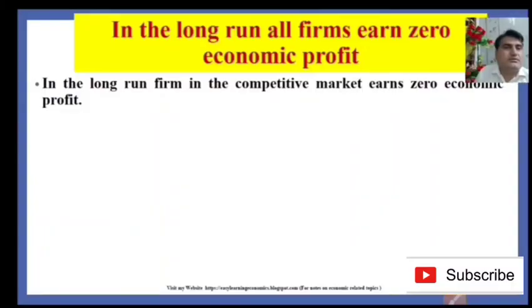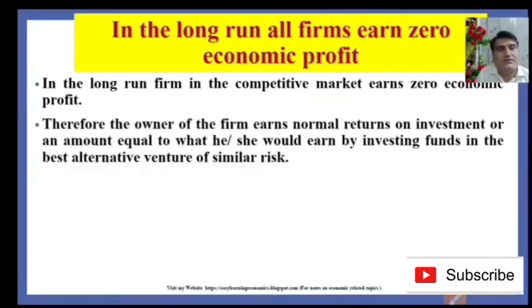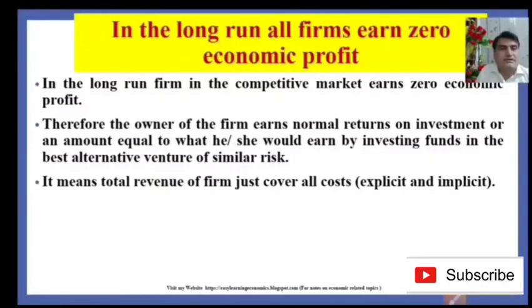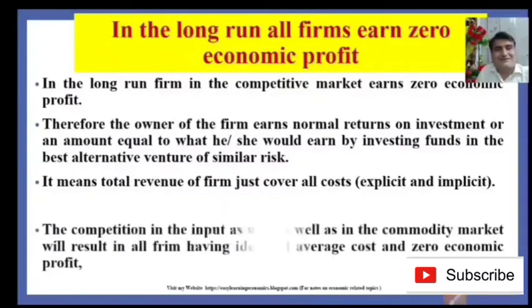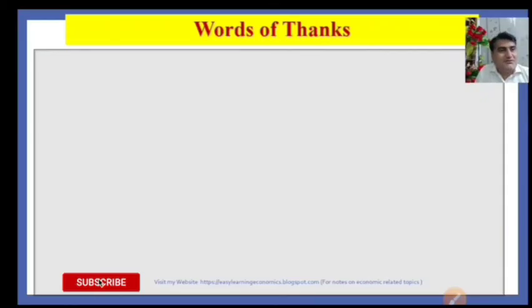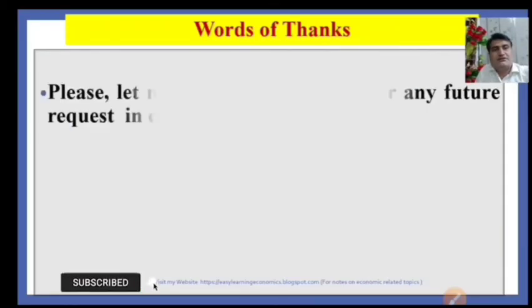In the long run, firms in a competitive market earn zero economic profit. Therefore, the owner of the firm earns a normal return on investment, equal to what he or she would earn by investing funds in the best alternative venture of similar risk. It means the total revenue of the firm just covers all costs, explicit and implicit. The competition in the input as well as in the commodity market will result in all firms having identical average cost and zero economic profit. I hope that the equilibrium of the firm under perfect competition is clear to all of you.